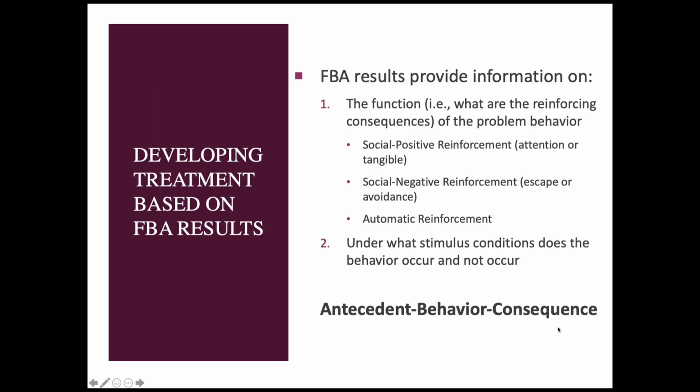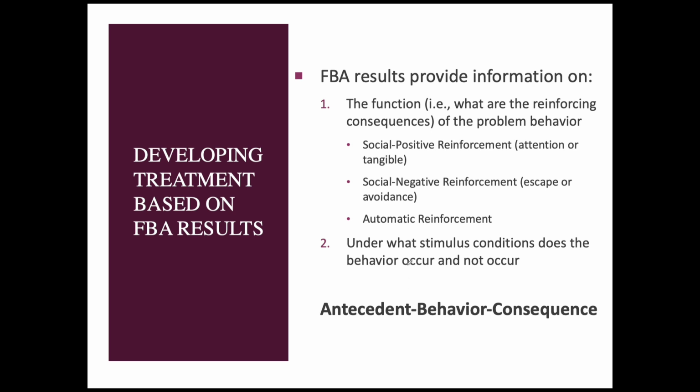So just as a review from last week, we are working off of the process of completing a functional behavior assessment, which will produce results that tell us the function of the behavior. That is the reinforcer that is maintaining the behavior. So that will come in the form of social positive reinforcement, in the form of attention or access to a tangible item, social negative reinforcement in the form of escape or avoidance, or automatic reinforcement. The FBA also tells us the conditions under which the behavior does and does not occur.